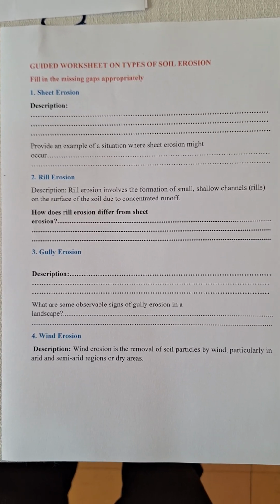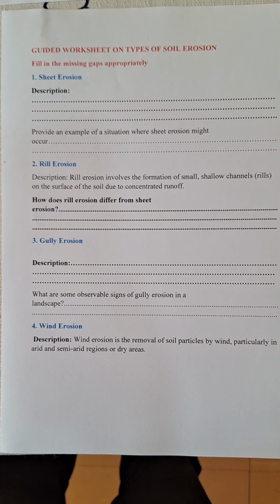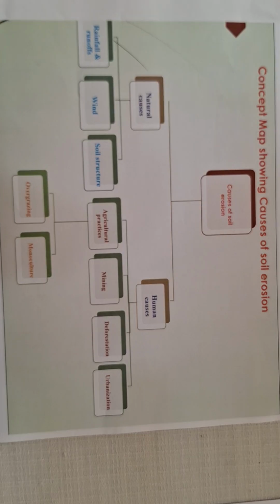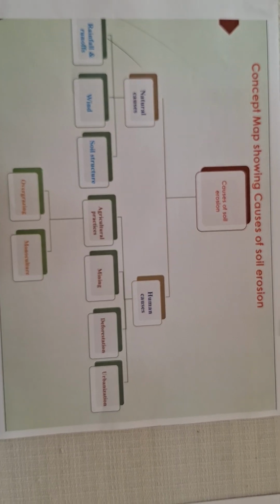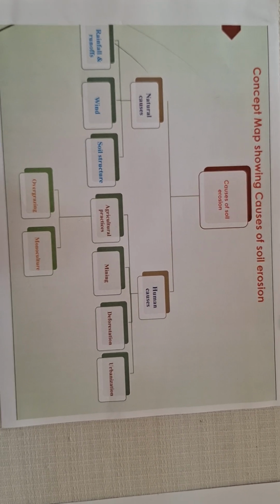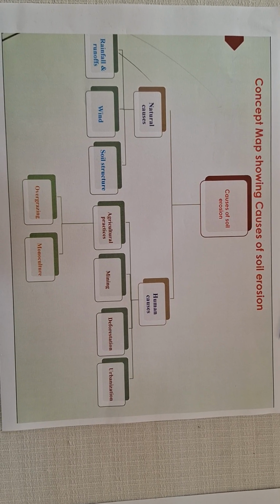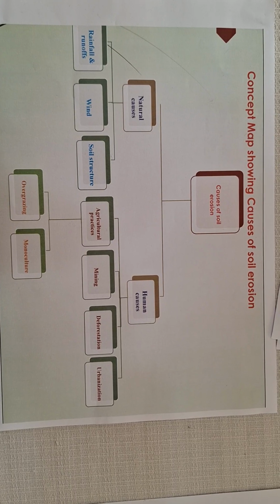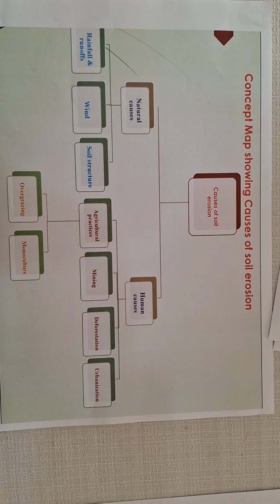That would mark the end of the first subtopic, which is the types of soil erosion. Subtopic number 2, causes of soil erosion. Under this, I would use the first visual aid, which is a concept map showing the causes of soil erosion.